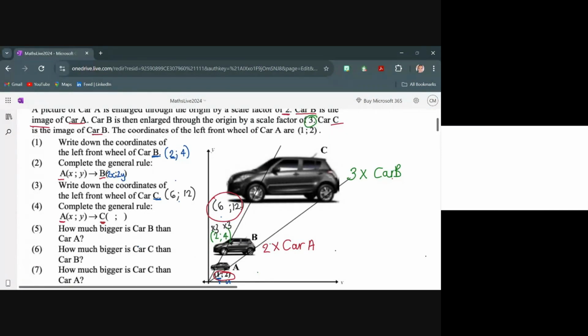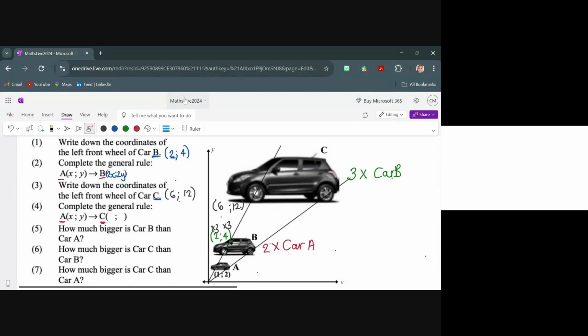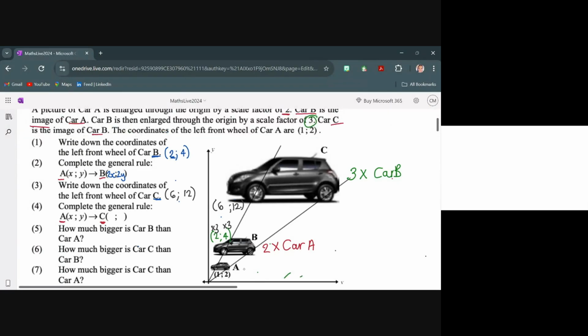Okay, so I know to get from A, let me pick a different color. That's it. Yes, that's correct, Bukale. So I know to get from A to B, I times by 2. And to get from B to C, I times by 3. So times 2 times 3.